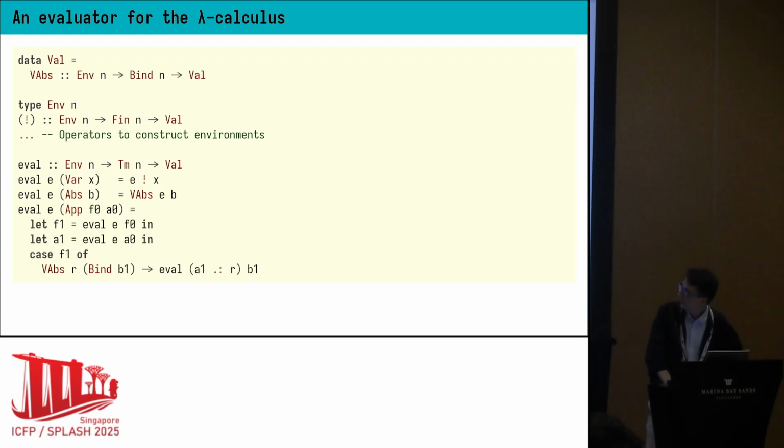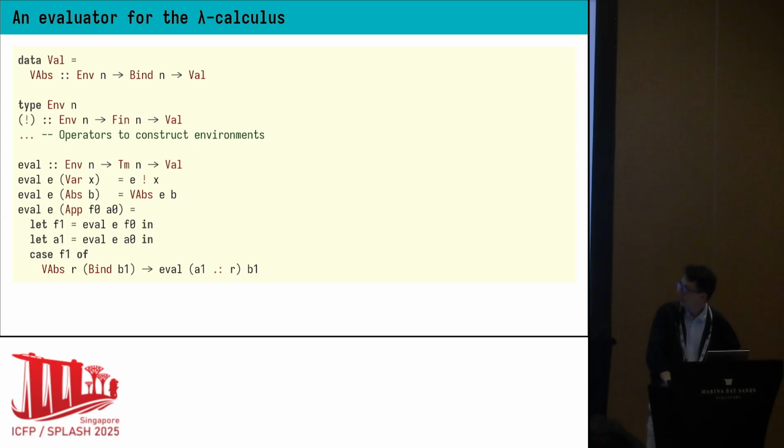Finally, in the application case, we just have to evaluate both operands recursively, scrutinize the left-hand side, which is going to be one of these closures, unpack the environment, and if we extend this environment with a new binding for the bound variable that we're in the process of replacing by the right-hand side, we can just evaluate the body and with that, we have a perfectly functional interpreter for the lambda calculus.